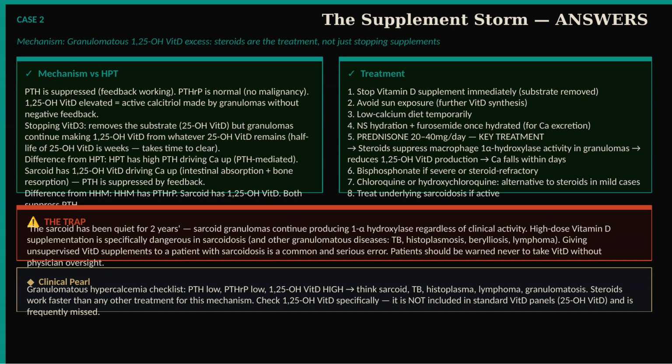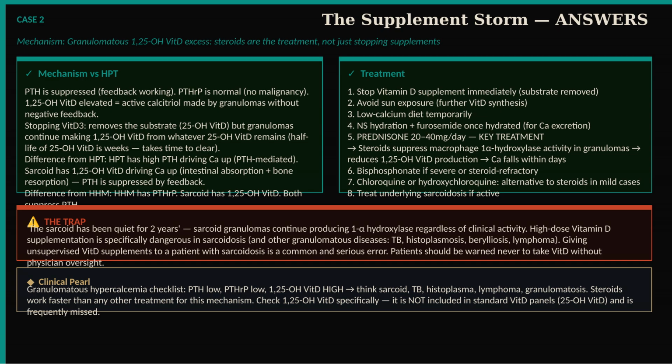The driver here is unregulated active vitamin D. PTH is suppressed. Feedback is working. PTHrP is normal. No malignancy. But the 125-dihydroxyvitamin D is high because the granulomas are manufacturing it from her vitamin D stores without any of the normal off switches. And this is why just stop the supplement is not enough.